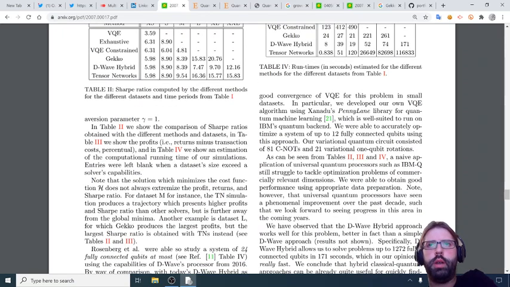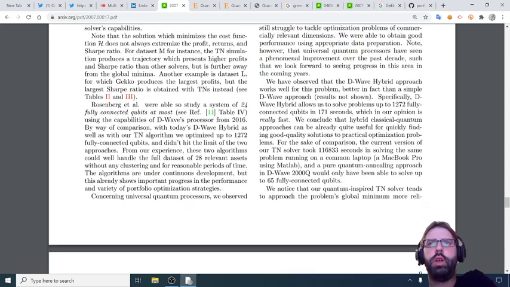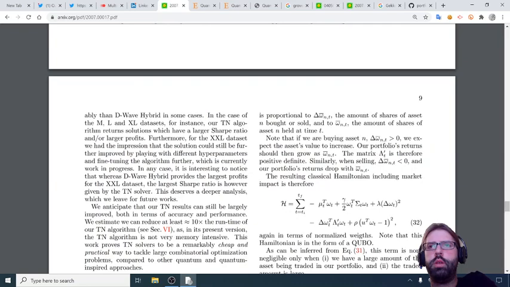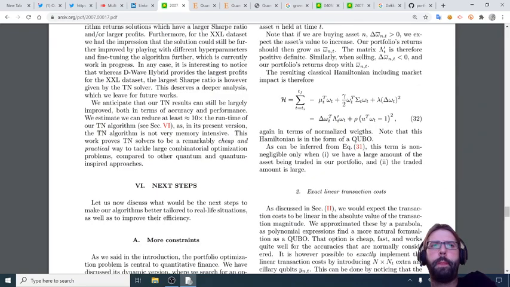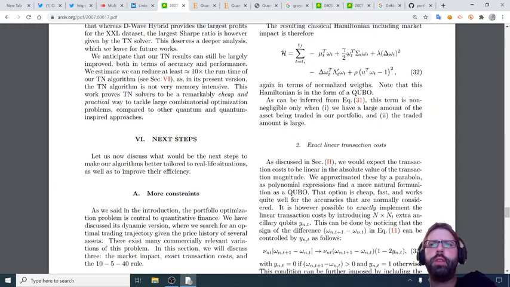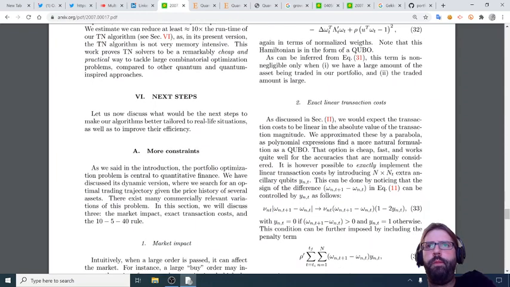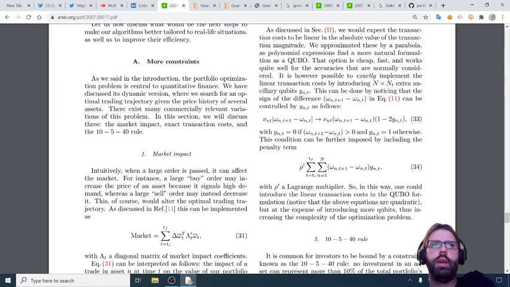Okay, but so these are the results being discussed, which we can go through later. Next steps. Okay, so here is how to make constraints. Market impact.